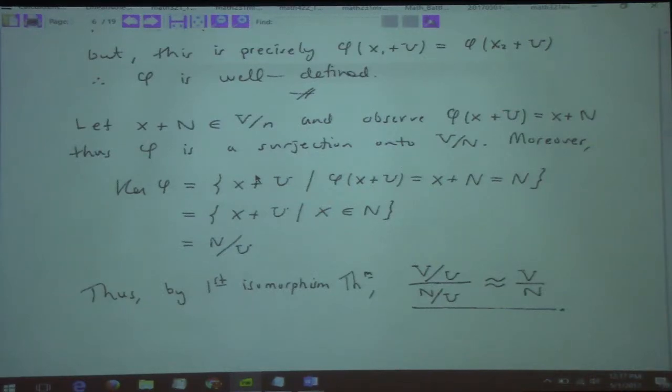And so then the kernel is these, like you guys were just telling me, mapped to 0, but 0 is N here. And you told me like 2 minutes ago that x was in N. Very good. And so what that means then is what?